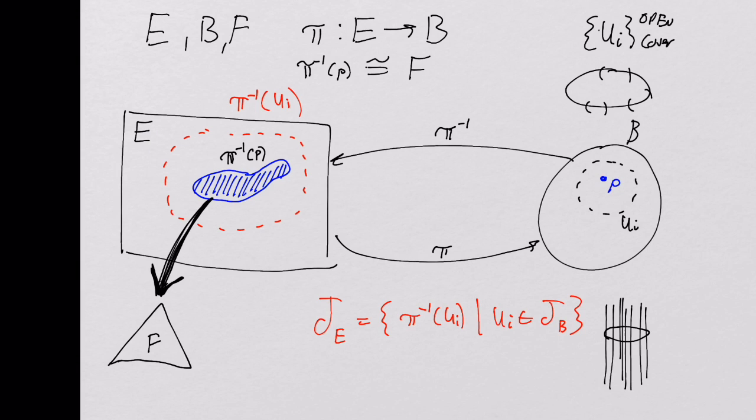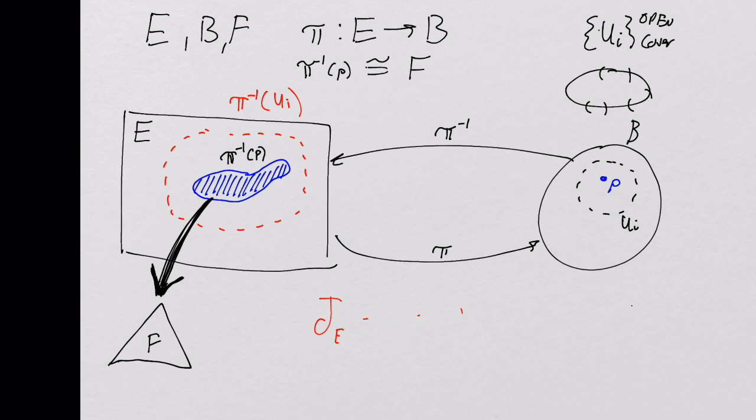I will now erase this. But let's see. So with this inverse image of an open set in B, we get this open set in E. This is part of a cover, right? It's not the whole set. It's just part of a cover of the set, and it yields us an image over here.